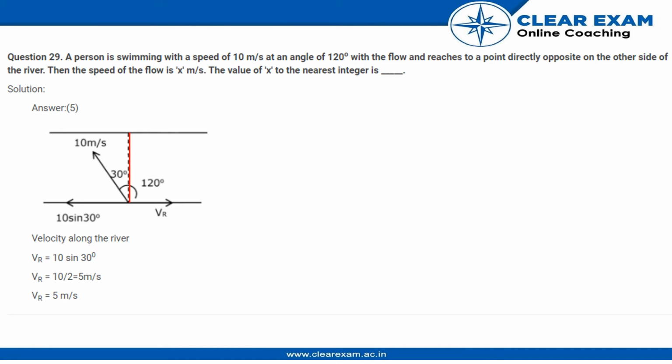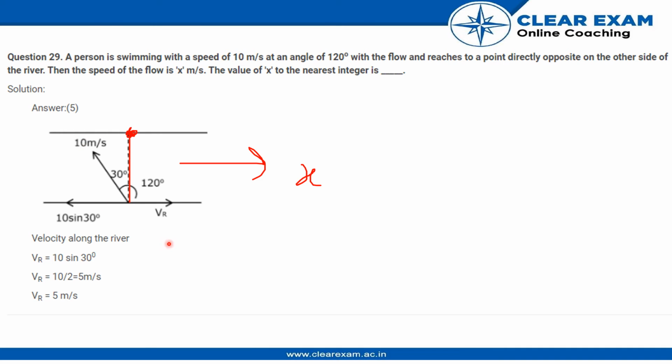and it is told that he reaches the point directly opposite to this point over here, meaning if you draw a horizontal line he will be at the tip on the other end, and we are told that x is the speed of the flow. So what we do is we can say that the swimmer is actually cancelling out the flow's component on him by swimming in this direction perfectly.